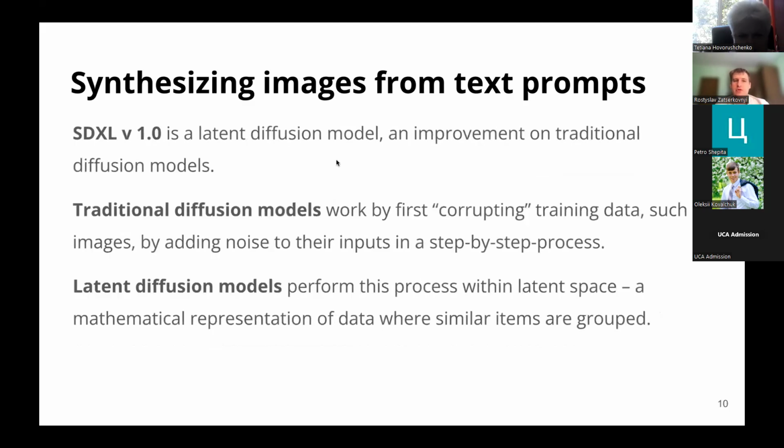So this Lightning diffusion model, which is an improvement on traditional diffusion models, essentially alters the way the training data is corrupted. The way these models work is training data is first corrupted into random noise. So we just turn it into some gray random pixels. And then the algorithm learns to convert these gray pixels into a representation of the training data again. Now, Lightning diffusion models perform this process within latent space, a mathematical representation of data where similar items are grouped, which allows it to better work with prompts and better map text into specific images.